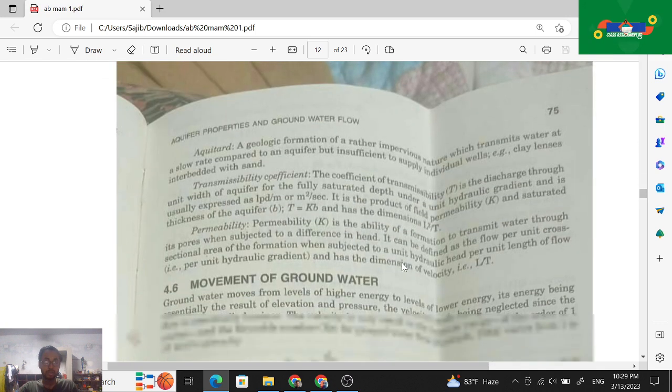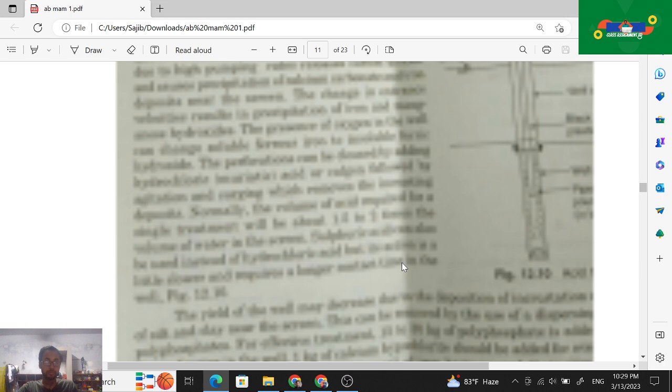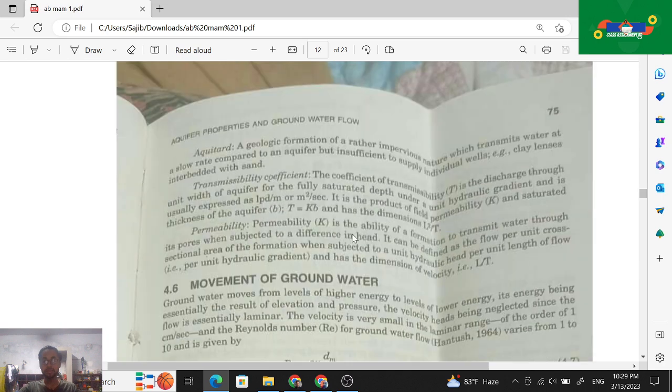Okay, then what is permeability? Permeability is the ability of a formation to transmit water through its pores when subjected to a difference in head, and it can be defined as the flow per unit cross-sectional area of the formation when subjected to a unit hydraulic head per unit length of flow, per unit hydraulic gradient, and has the dimensions of velocity, L by T.